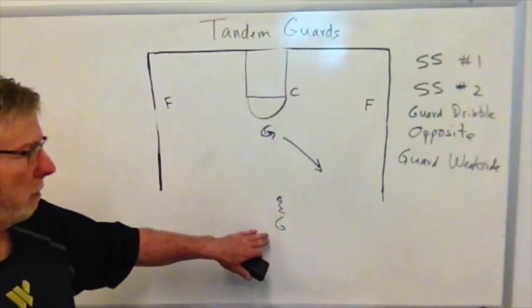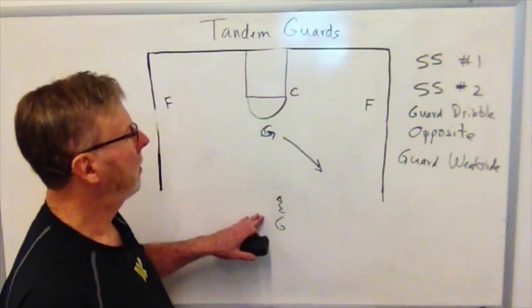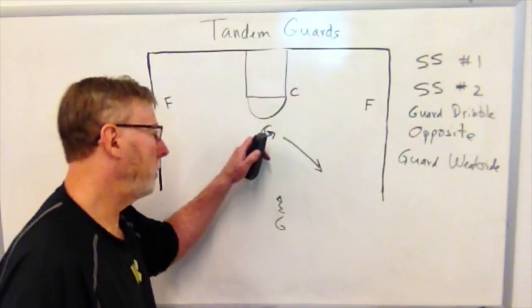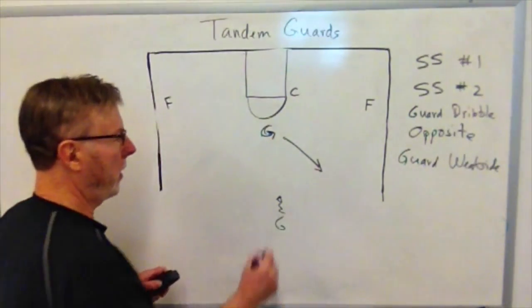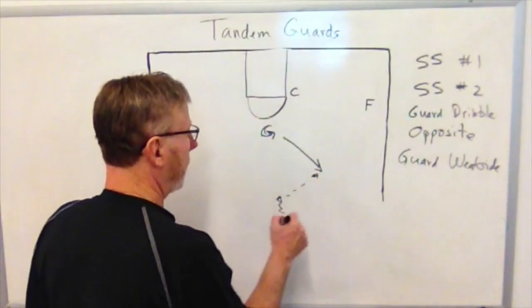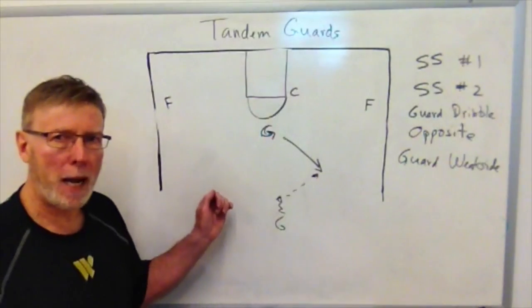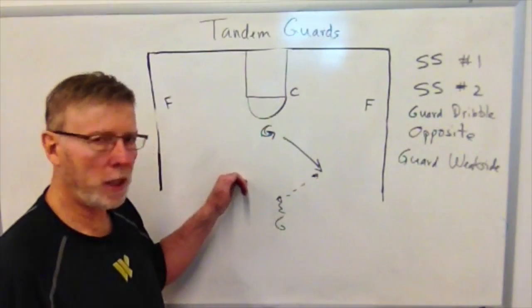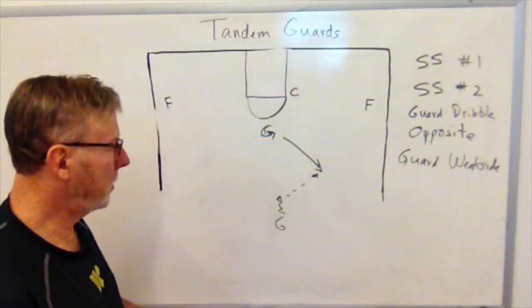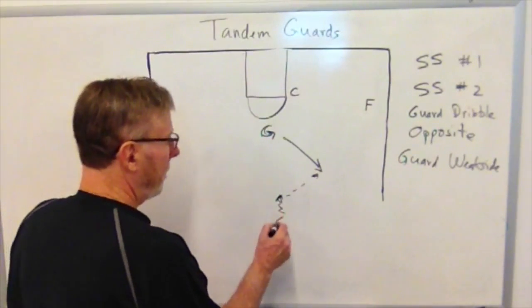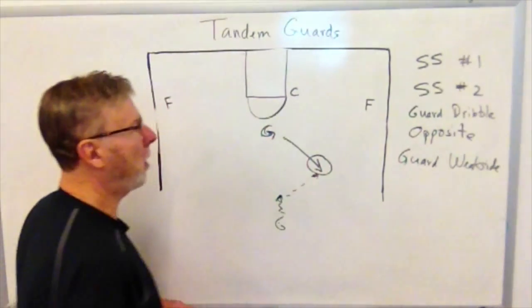All right, now the first pass being to a forward or to a guard back, now this is to a guard forward. So we're going guard to guard, but it's forward. So when we make that forward pass, it does not initiate a weak side play. This really is just changing this guard's assignment with this guard's assignment. Now this man has the ball.